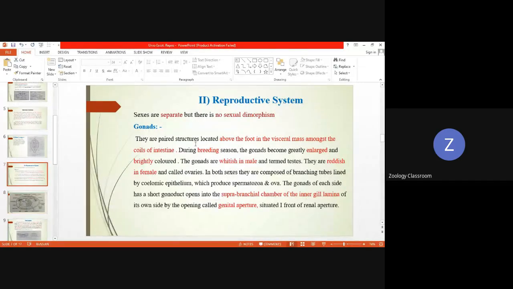Now, during the breeding season, they become enlarged and brightly colored. How are we going to recognize them? By the color. The gonads appear whitish in male, and generally we call them testes, and they are reddish in female, and we call them ovaries. In both, they are composed of branched tubes lined by the coelomic epithelium, and this epithelium produces sperm and ova respectively, meaning testes produce sperms and ovaries produce ova.